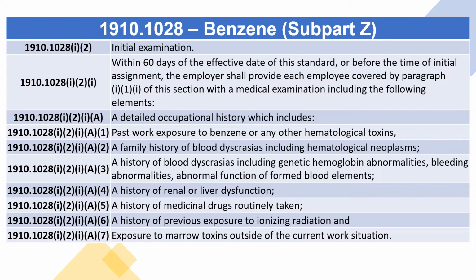1910.1028(i)(2)(i)(A): A detailed occupational history which includes (1) through (7): past work exposure to benzene or any other hematological toxins, a family history of blood dyscrasias including hematological neoplasms, a history of blood dyscrasias including genetic hemoglobin abnormalities, bleeding abnormalities, abnormal function of formed blood elements, a history of renal or liver dysfunction, a history of medicinal drugs routinely taken, a history of previous exposure to ionizing radiation, and exposure to neurotoxins outside of the current work situation.